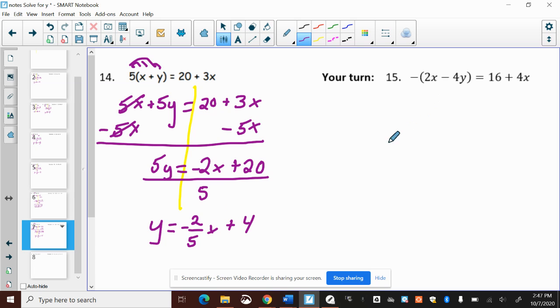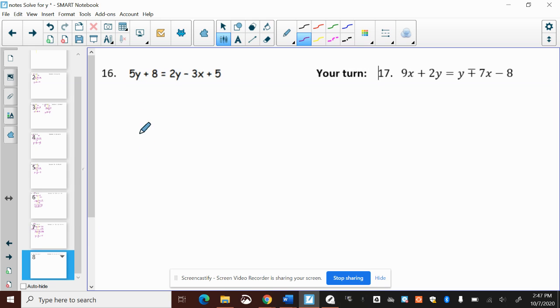All right, and you can try number 15. I've got one more example for you. All right, so looking at this here, I know I need to get my y term over to the left side, and I see y terms on both sides. So first thing I'm going to do is go ahead and subtract that y over. I look in front, there's a plus. The opposite of plussing is to minus.